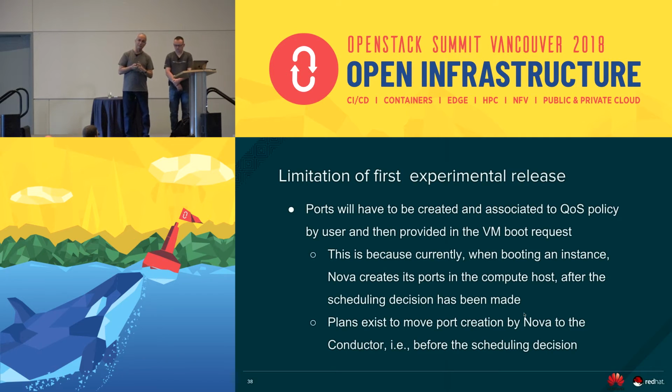There's been a blueprint in Nova for a couple of cycles already, where they are going to be moving the creation of the network resources for the instance to the conductor. And by moving that to the conductor, the port creation and the port binding is going to happen before the scheduling decision is made. And then we are going to be able to create these kind of things with you specifying just the network and having Nova create the port for you.